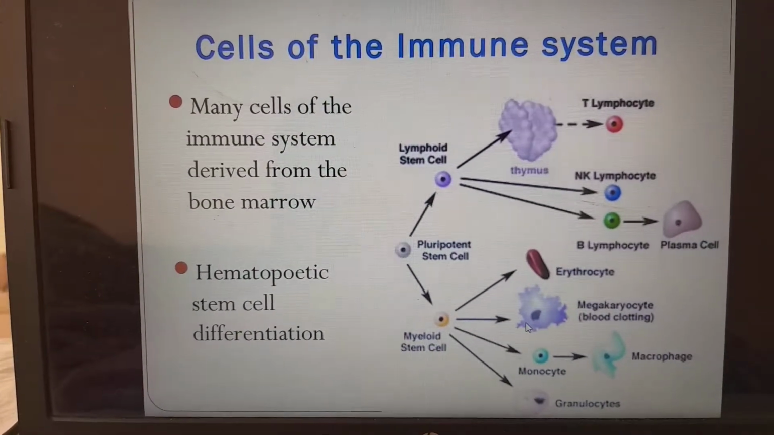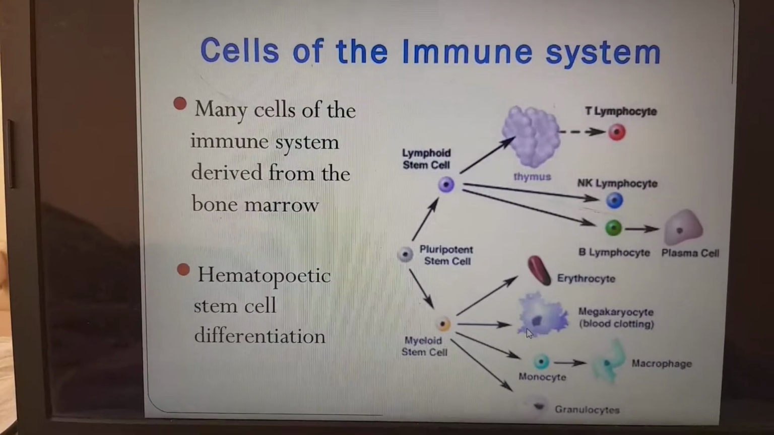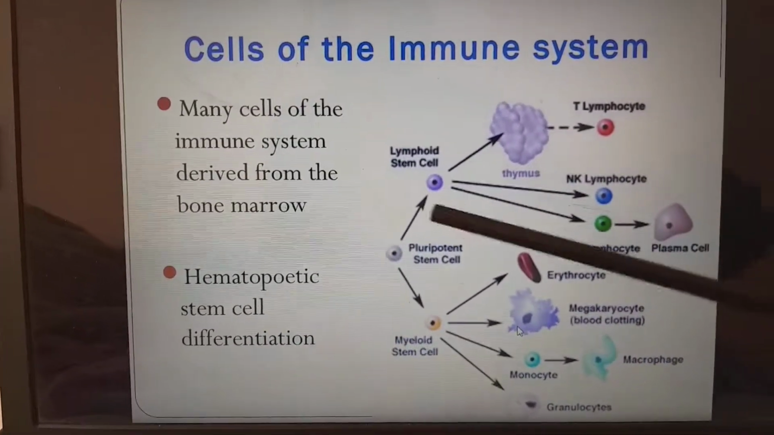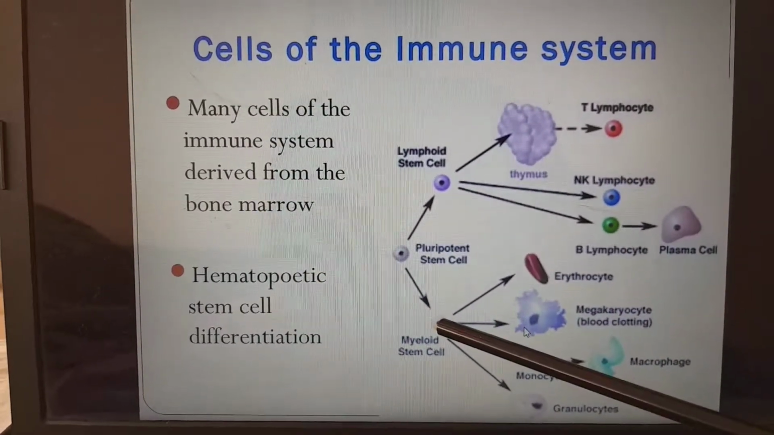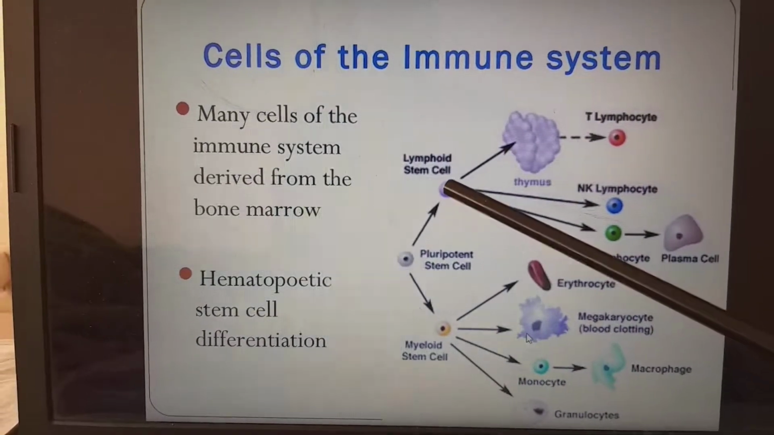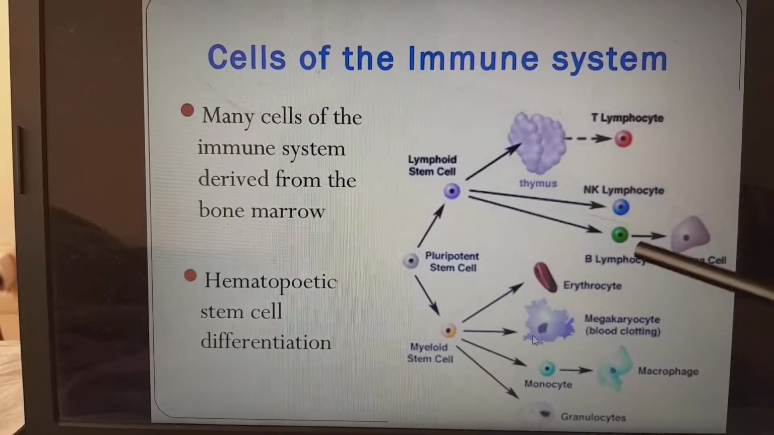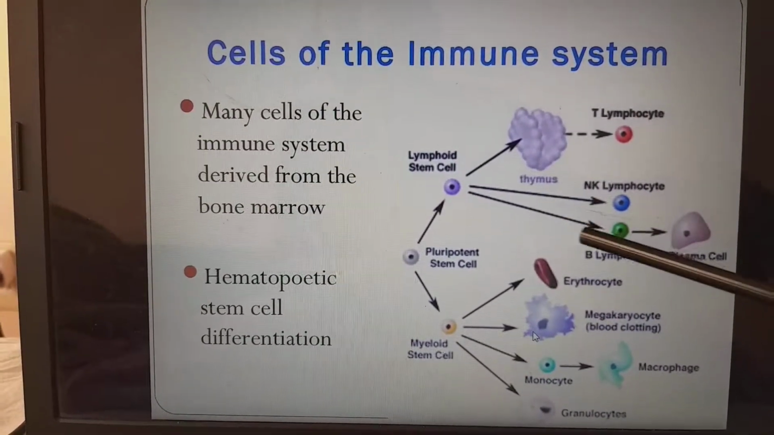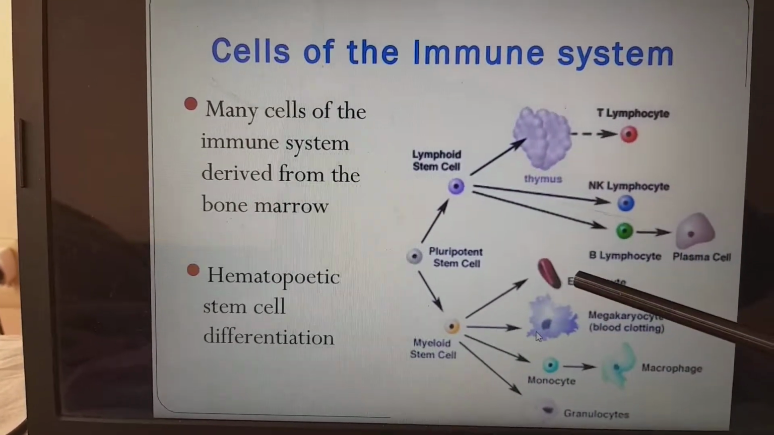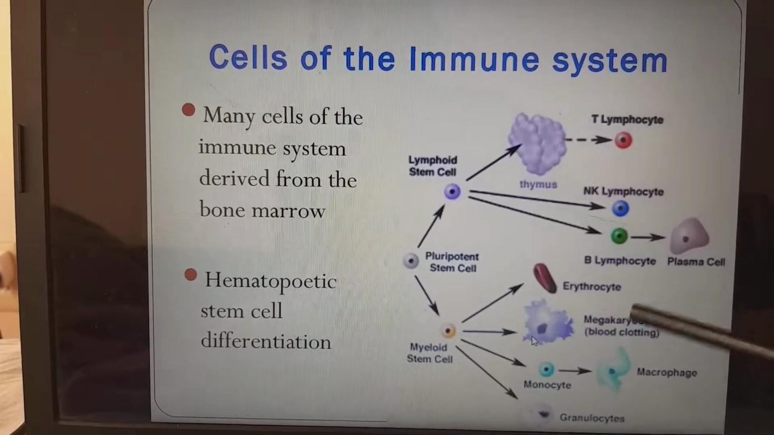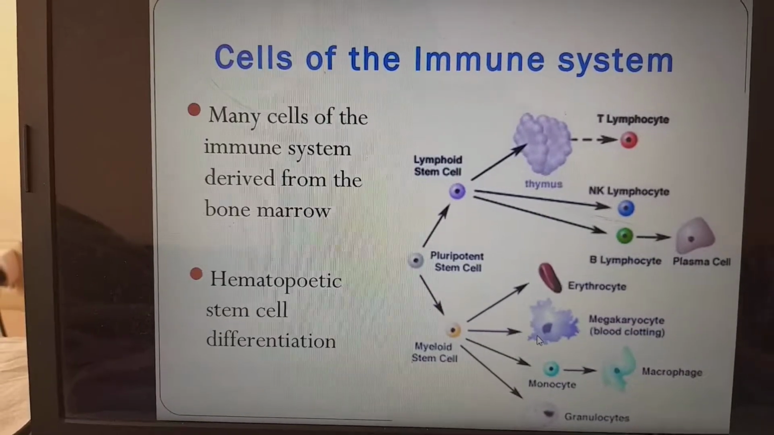Cells of the immune system. Many cells of the immune system are derived from bone marrow. Hematopoietic stem cell differentiation: initially, it is pluripotent stem cells. It divides into lymphoid stem cells and myeloid stem cells. Lymphoid stem cells differentiate to form T lymphocytes from the thymus, NK lymphocytes, B lymphocytes and plasma cells. So this is about lymphoid stem cells. Next, myeloid stem cells divide into erythrocytes, megakaryocytes for blood clotting, and monocytes, granulocytes, macrophages. Macrophages are derived from monocytes.